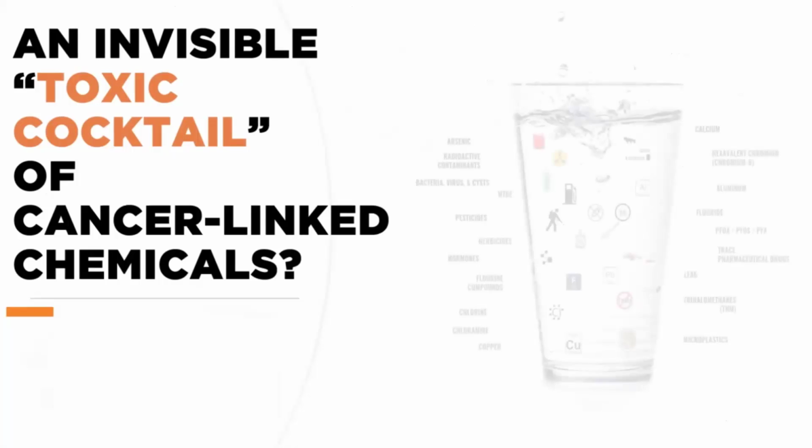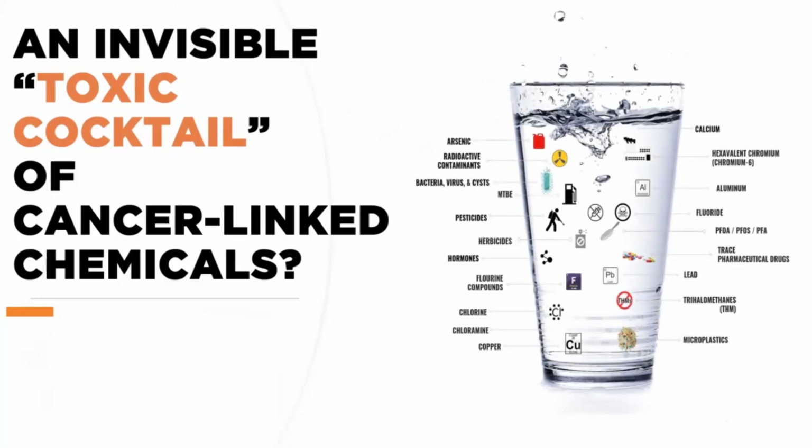Now let's look at this glass of water. Ask yourself this question. Is this a simple glass of water or an invisible toxic cocktail of cancer-linked chemicals? As of November 3rd, 2021, the Environmental Working Group revealed contamination from toxins like arsenic, lead, and forever chemicals called PFAS in drinking water of tens of millions of households across all 50 United States. We just can't avoid toxins.